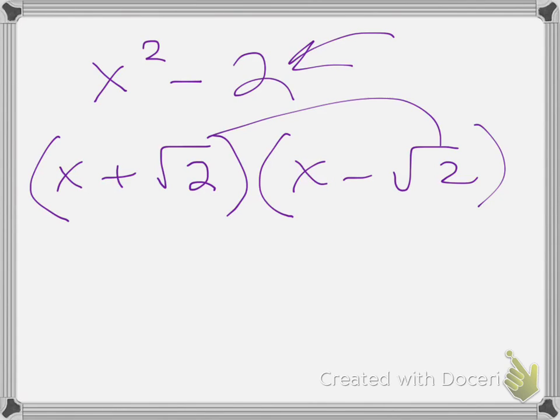Now, we could go a little bit further. Y'all stay with me on this. Please stay with me. And we could look at something that looked like this. 4x squared minus 3. And we could factor that, right, as a difference of 2 squares. What's the square root of 4x squared?